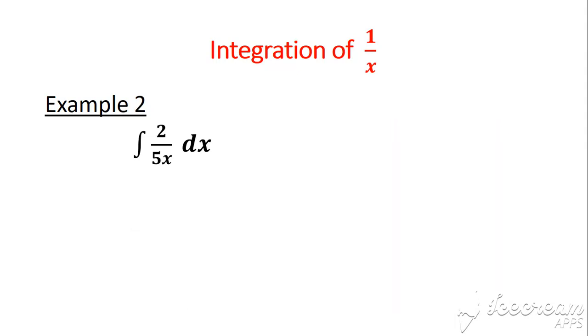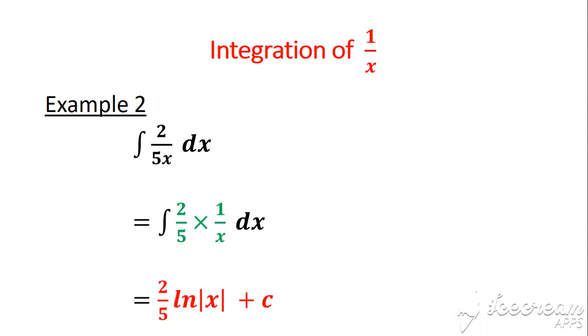All right, example 2. Let's integrate 2 over 5x with respect to x. Well, again, we're going to break it up into 2/5 times 1 over x, because 2 times 1 is 2 and 5 times x is 5x. Now we can leave the 2/5 alone and we can integrate 1 over x to get the natural log of x. And that gives our final answer, which is 2/5 times the natural log of x plus c.